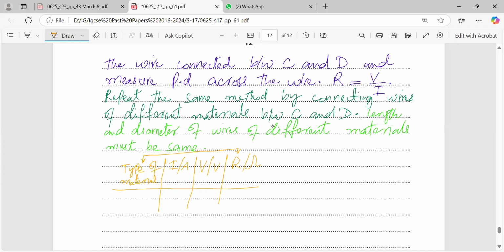And also you can say keep the current low in this question, so that the heating effect of current can be reduced. In electricity questions we can write this point. So these are some important points regarding this planning question.